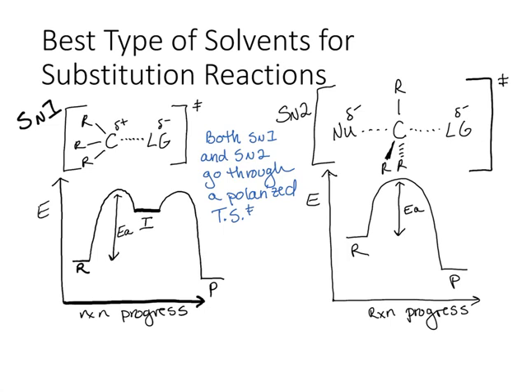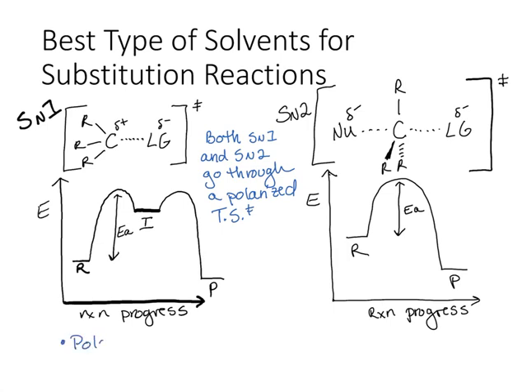Okay, so if we want to stabilize the transition state, do we want to use a polar solvent or a non-polar solvent? So remember, like dissolves like. So do we want to dissolve a polar reactant in a polar solvent or a non-polar solvent? A polar solvent. So remember, polar solvents will dissolve polar reactants, non-polar solvents dissolve non-polar reactants. So if we want to stabilize these polar transition states, we need a polar solvent.